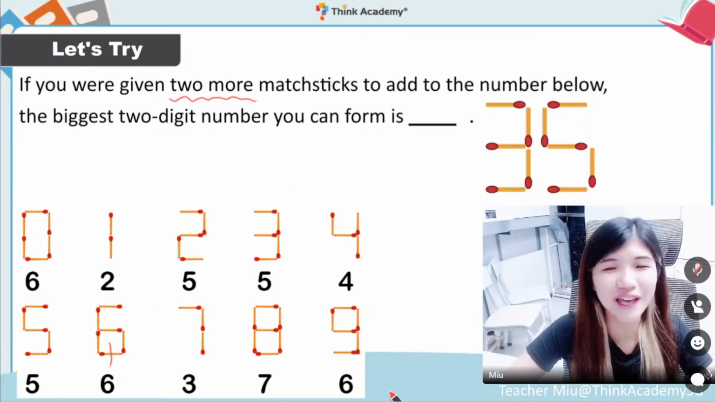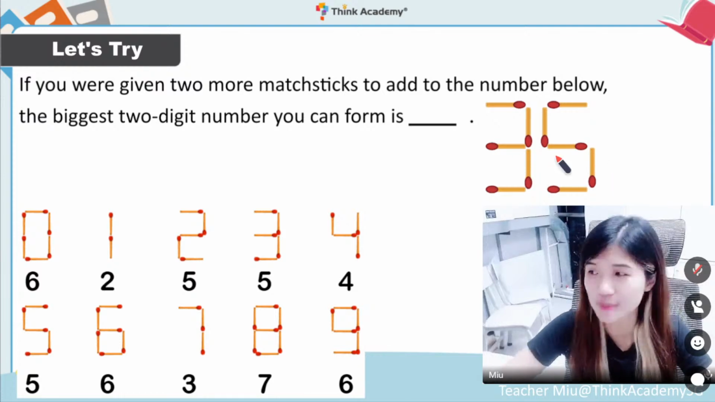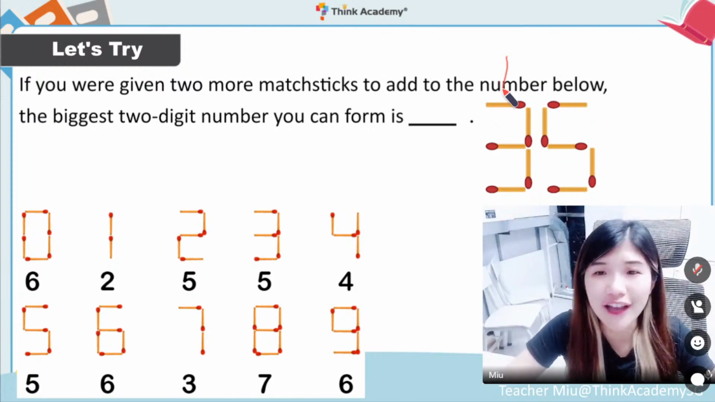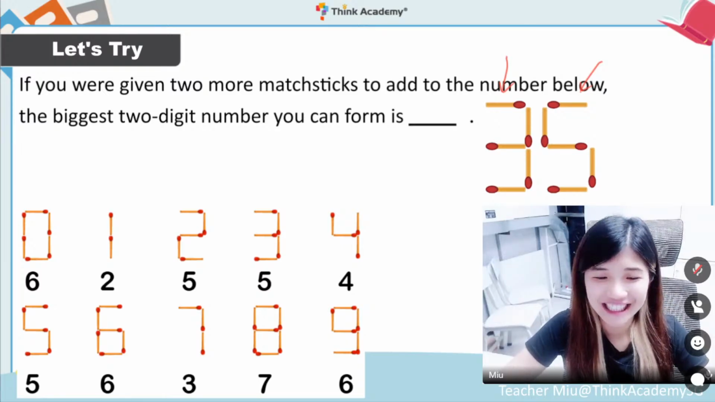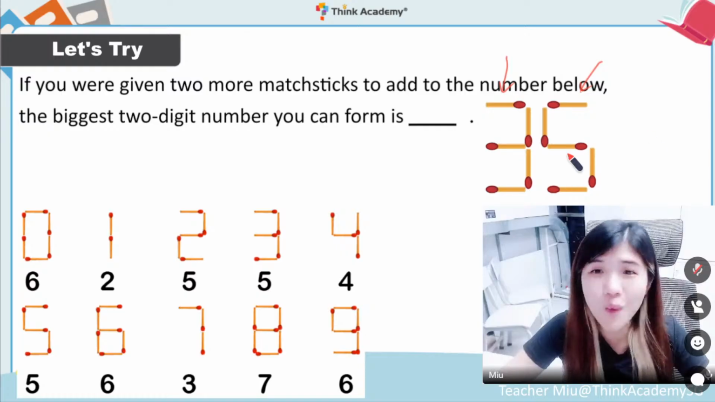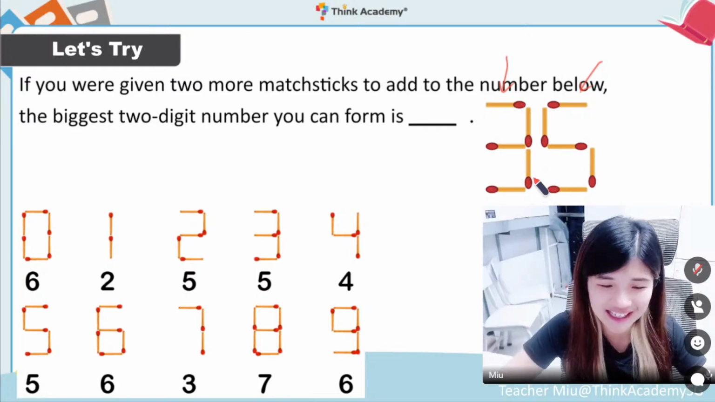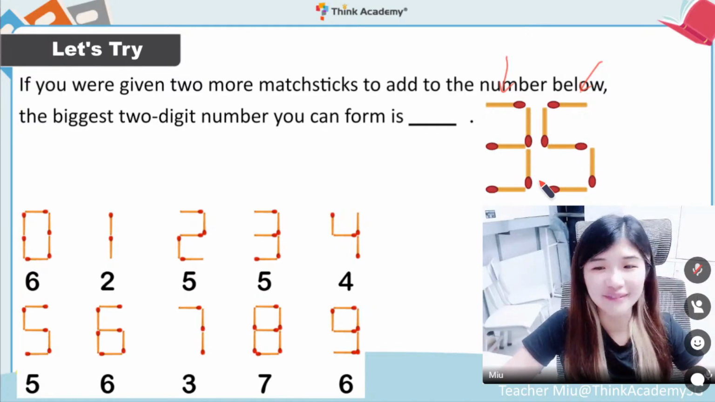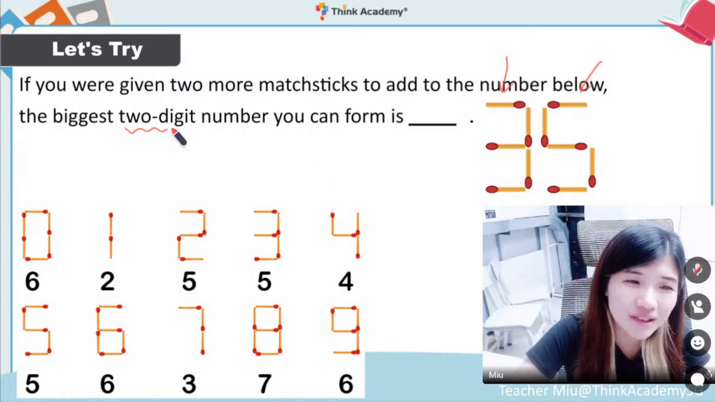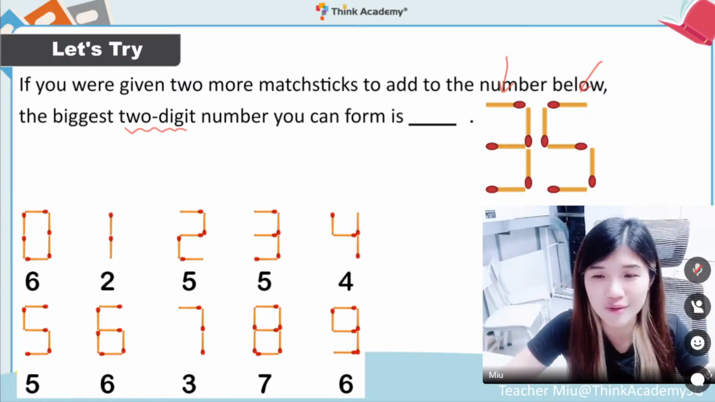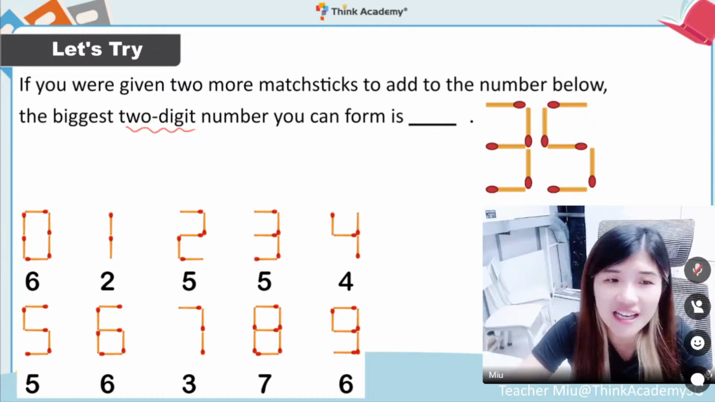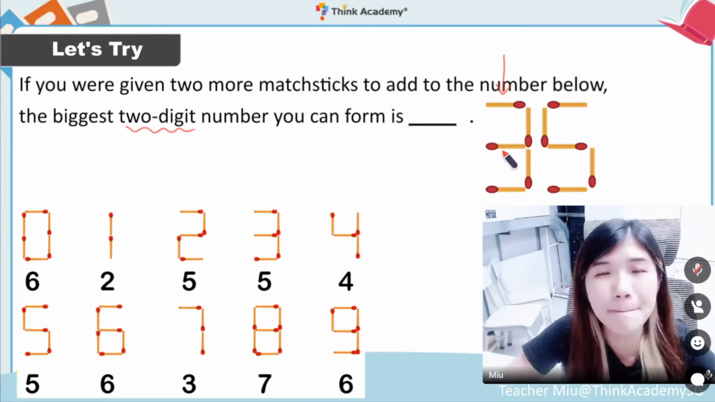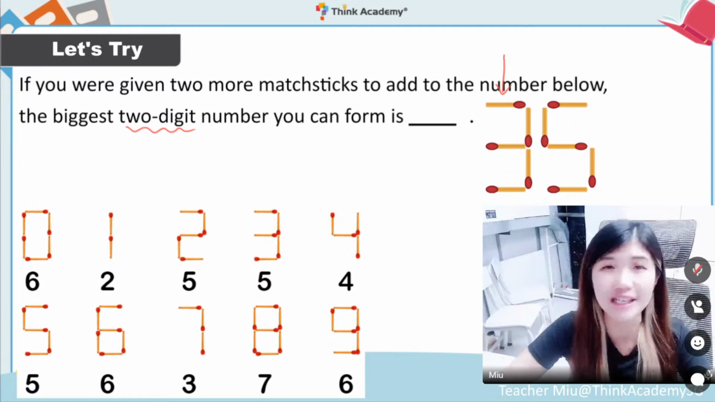Hey guys, don't forget, if we want to make this number as big as possible, we should always look at the highest place. Can we make it into 100 something? No, it's the biggest two-digit number, so we cannot make it into three digits. We should make the highest place as big as possible. The highest place is 3 now. What is the biggest number we can make by adding matchsticks?